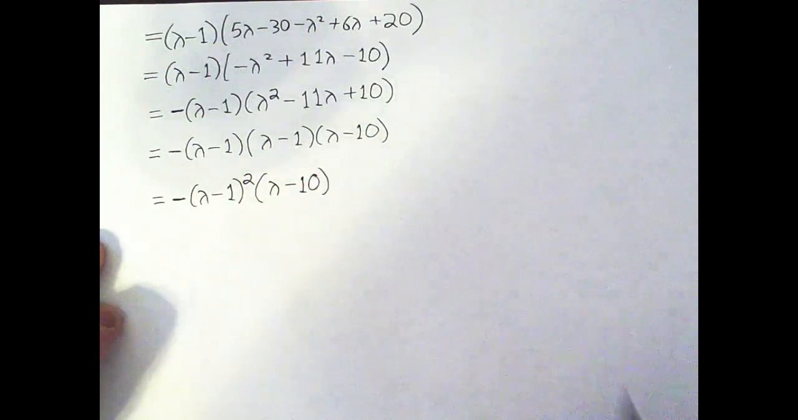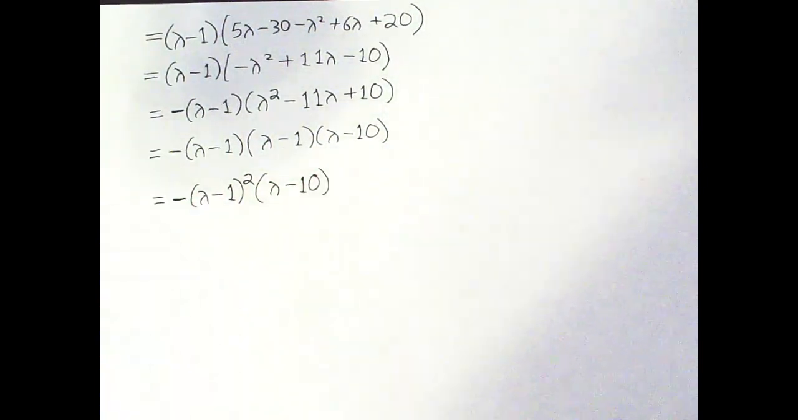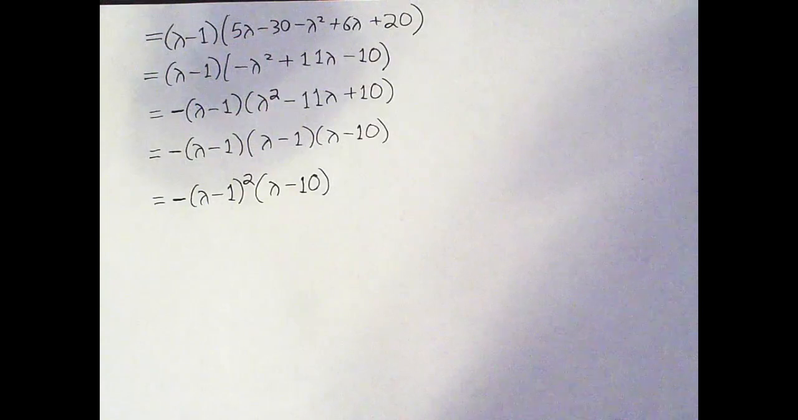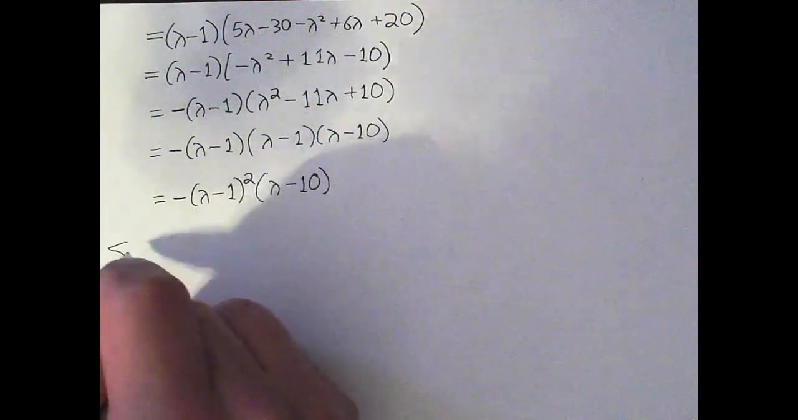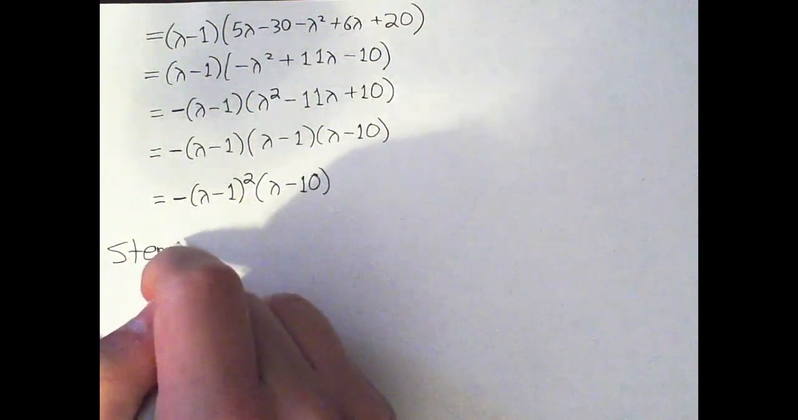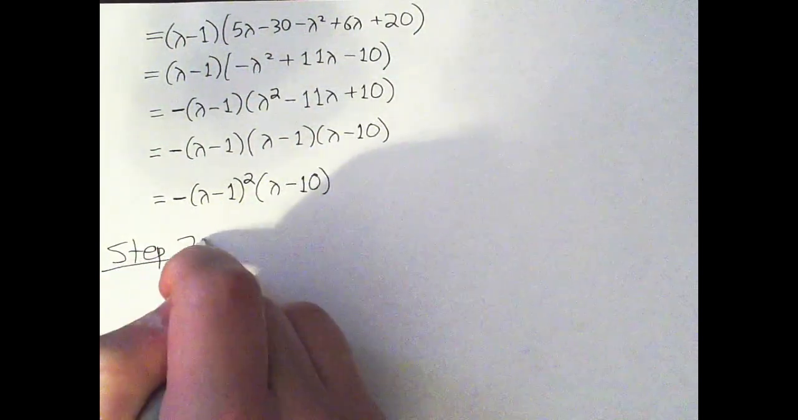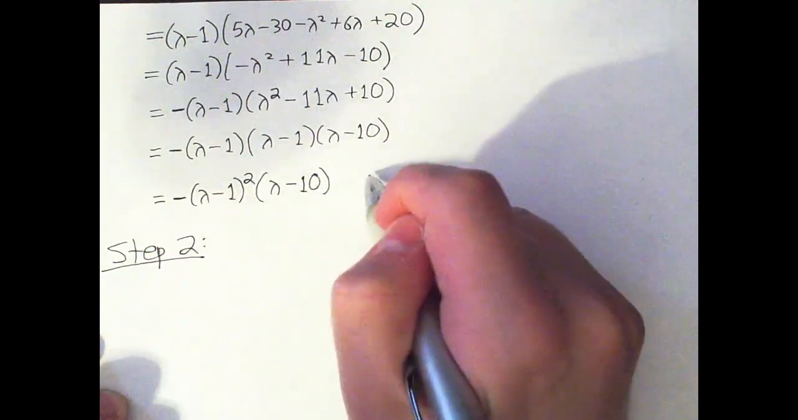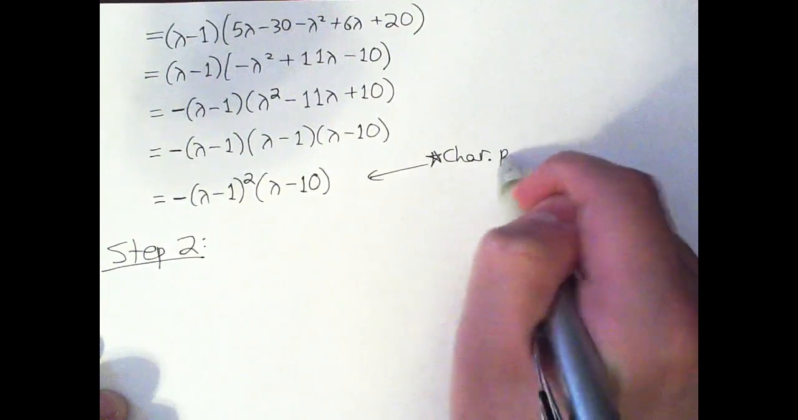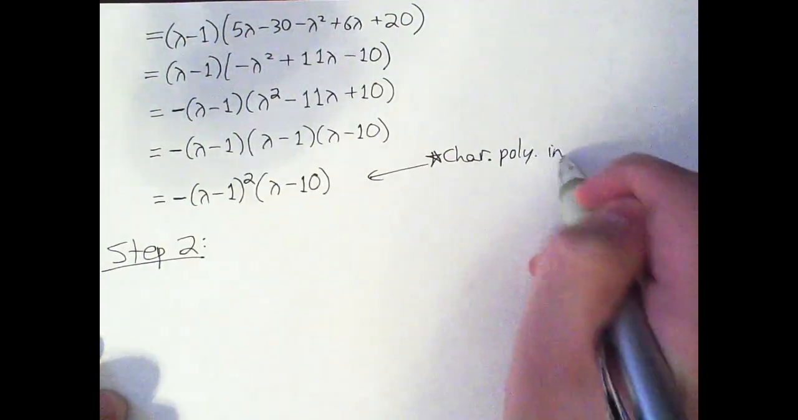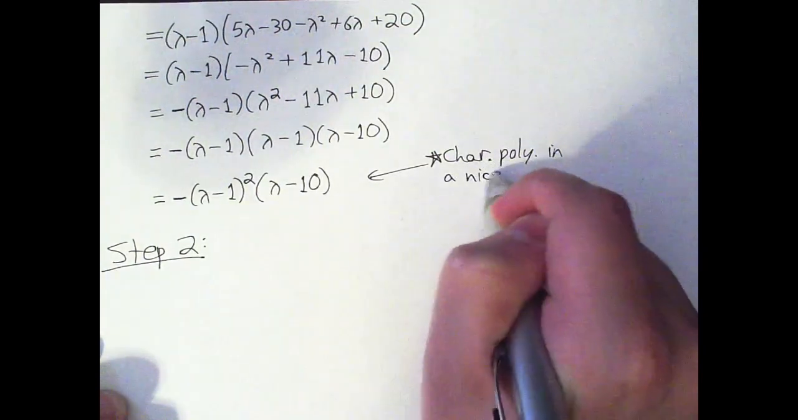I told you this was going to be a long problem. I told you that this was a 3-step process. Well, that is the end of step 1. The good news is that step 2 is going to be very fast. All right, so just to be clear, this is the characteristic polynomial in a nice form.